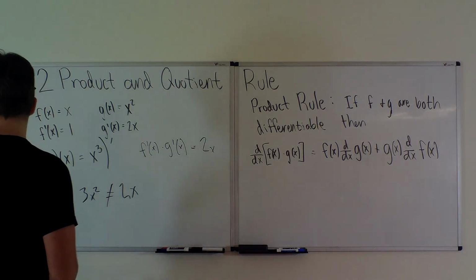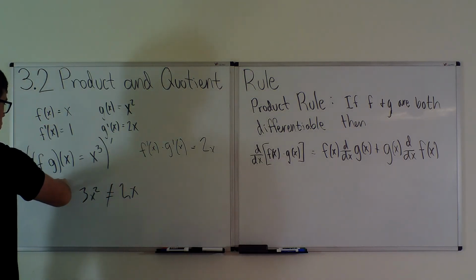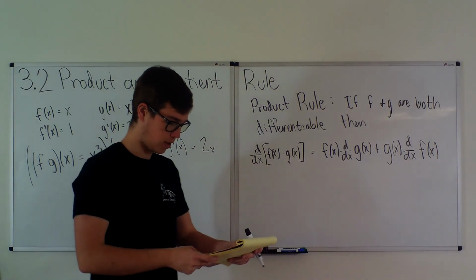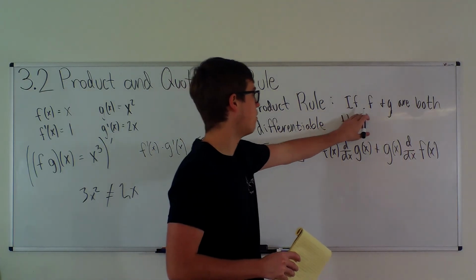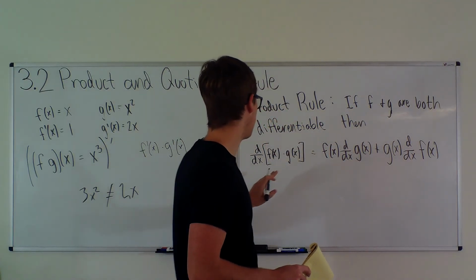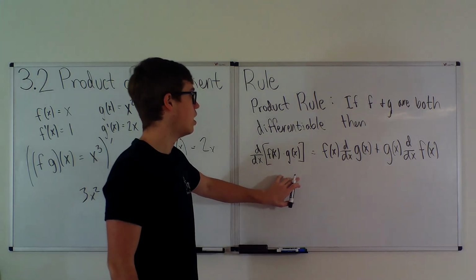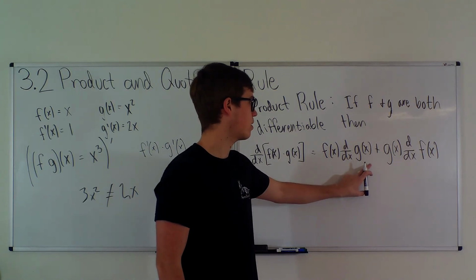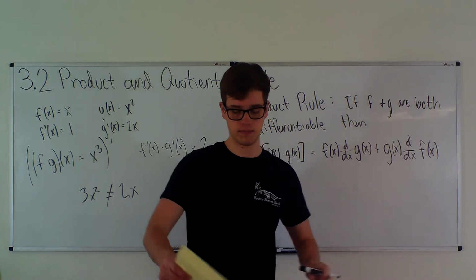So we realize that you can't just multiply two derivatives together in order to get another correct derivative. So this gives light to the product rule. And it states if f and g are both differentiable, then the derivative of f of x times g of x is equal to f of x times the derivative of g of x plus g of x times the derivative of f of x.